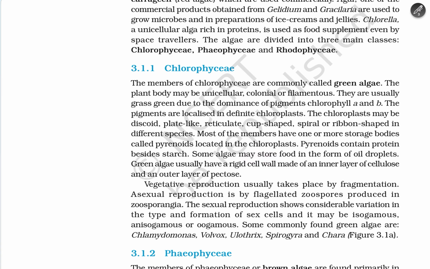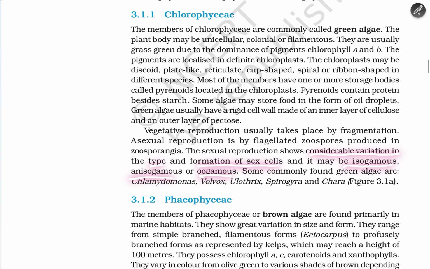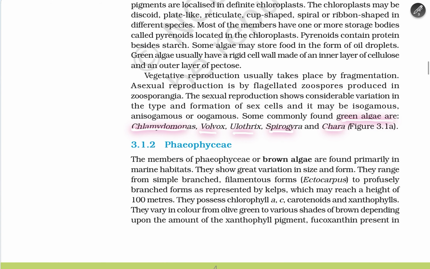Green algae usually have a rigid cell wall made up of an inner layer of cellulose and an outer layer of pectose. Vegetative reproduction usually takes place by fragmentation. Asexual reproduction is by flagellated zoospores produced in the zoosporangia. Sexual reproduction shows considerable variation in the types and the formation of sex cells and may be isogamous, anisogamous or oogamous. Some of the commonly found green algae are Chlamydomonas, Volvox, Ulothrix, Spirogyra, Chara.